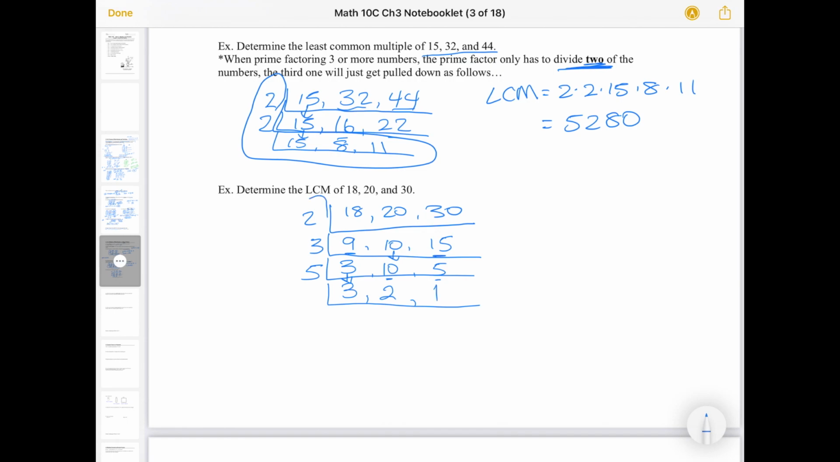So for my LCM, you circle the numbers on the outside and your bottom row. You're making a big capital L there. So my LCM is 2 times 3 times 5 times 3 times 2 times 1. And I put that into my calculator, and my lowest common multiple is 180. And so that's how we solve lowest common multiple problems.